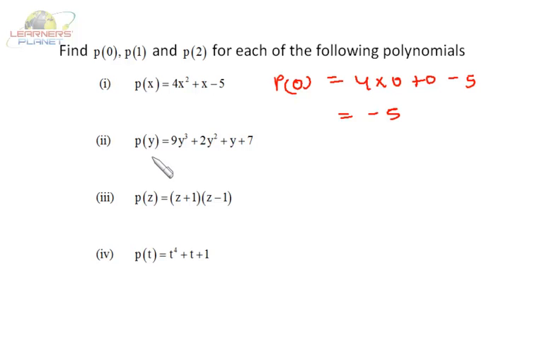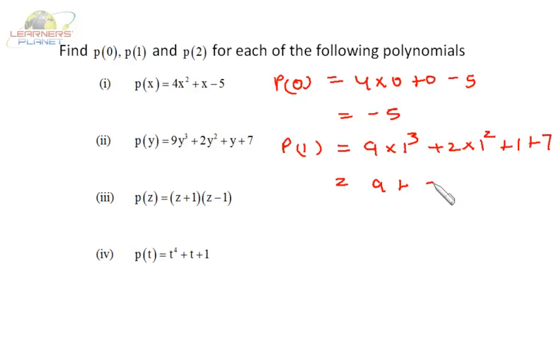I just calculate P1 for this expression. It's P1, that means I am putting y as 1. So it's 9 into 1 cube plus 2 into 1 square plus 1 plus 7. So it's 9 plus 2 plus 1 plus 7. 9 plus 2, 11, 11 plus 1, 12, 12 plus 7, 19.